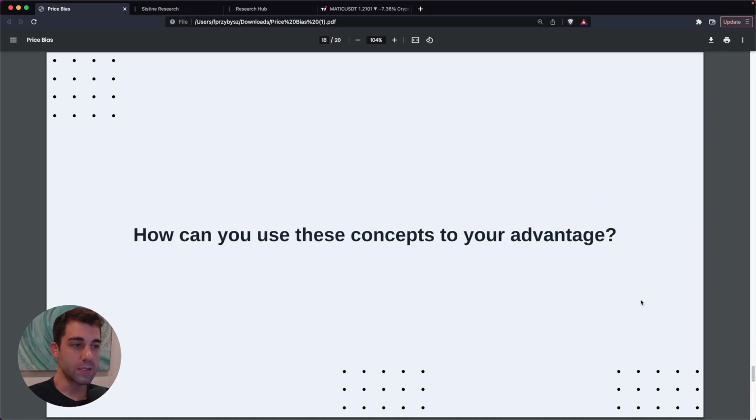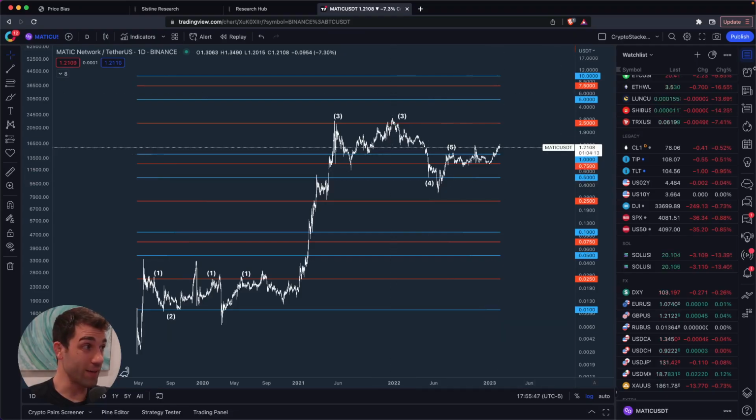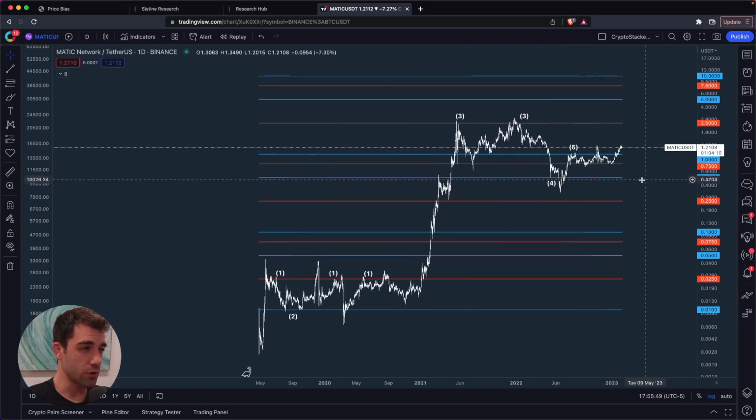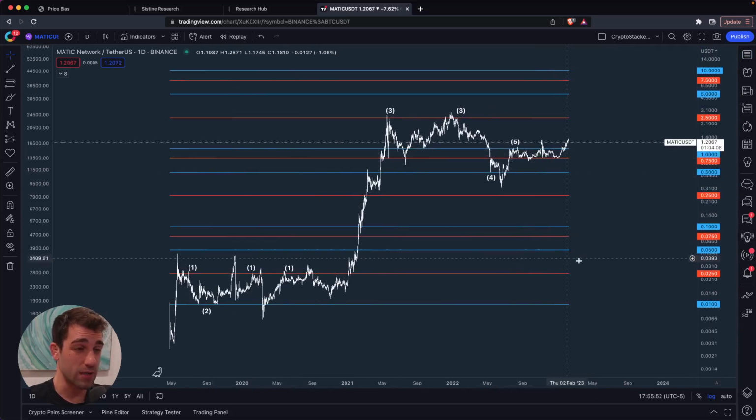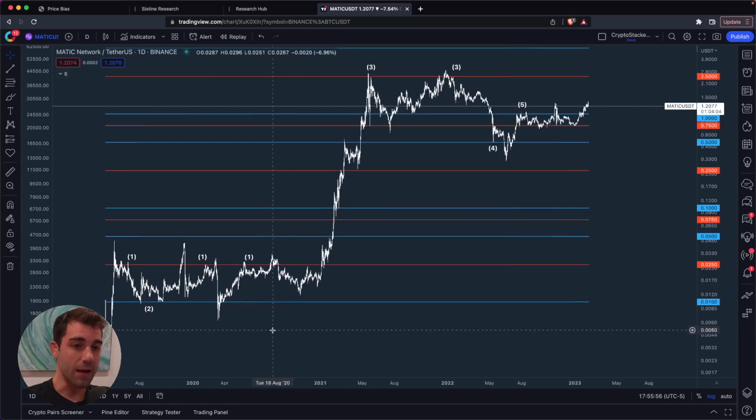So how can you use these concepts to your advantage when looking at markets? I've got a couple of examples here. We can go to the actual chart. I did make an indicator that is free. If you want to go to TradingView and just search Sistine Research price bias levels, I believe it should pop up. We're looking at Matic here.